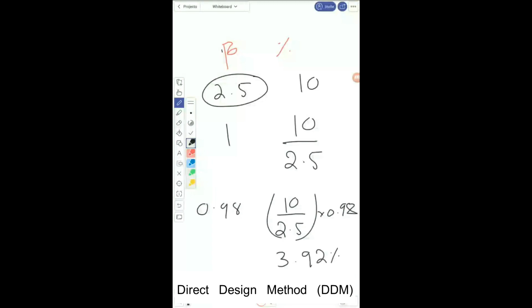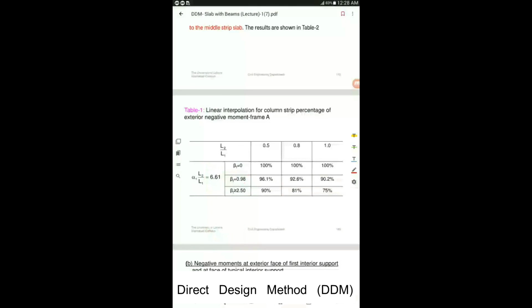I'm going to write here: at beta t equal to 0, the percentage going to the column strip is 100%. So in order to come to the lower side, because once I'm going down the value is decreasing, since once the beta t value is increasing the percentage is decreasing, I need to subtract this 3.92 from 100 to get this value. So this value is basically 100 minus 3.92, the percentage you calculated, which is 96.08 or 96.1.